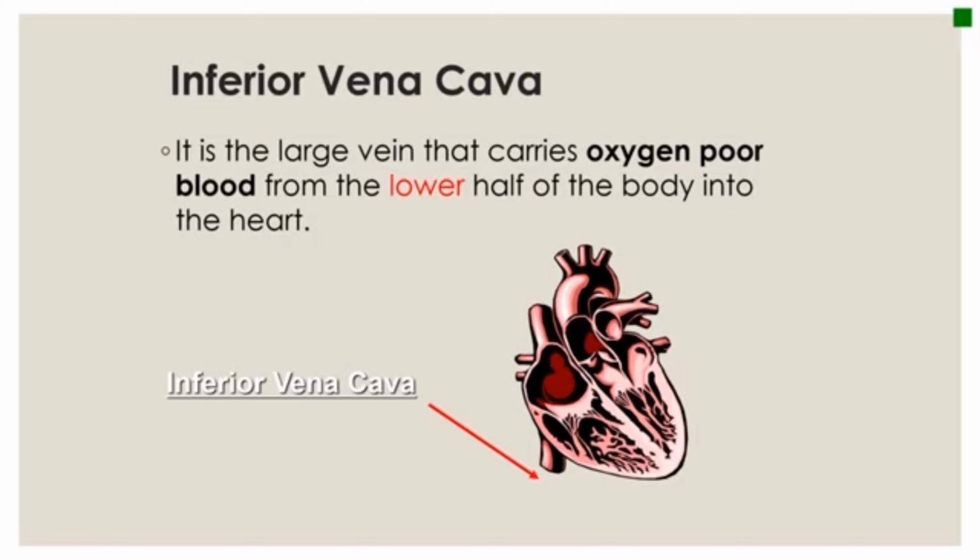Now, a while back, I told you about the inferior vena cava and superior vena cava. When we say inferior vena cava, it is the large vein that carries oxygen-poor blood from the lower half of the body into the heart. Okay, so that's it.